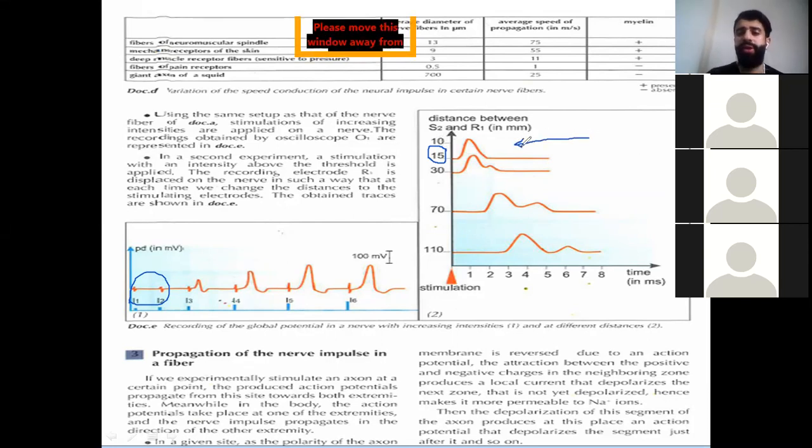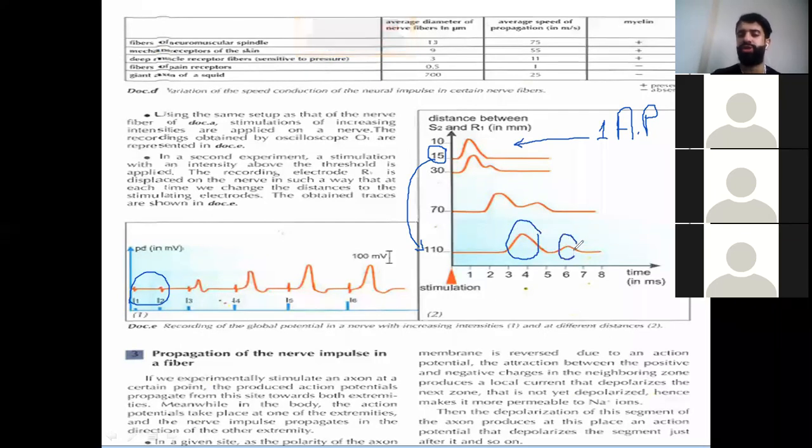As you see, one action potential is recorded. So only one action potential is recorded. While when we increase the distance from 15 to about 110 millimeter, what happened? We have here an action potential, and here is another one. So here we have two action potentials, approximately.